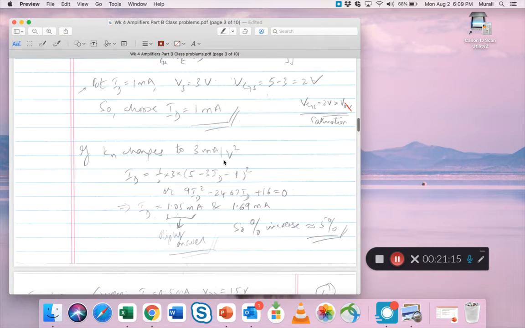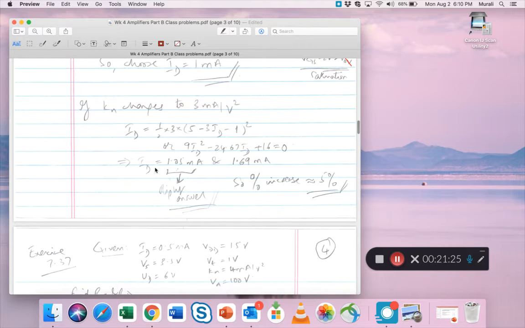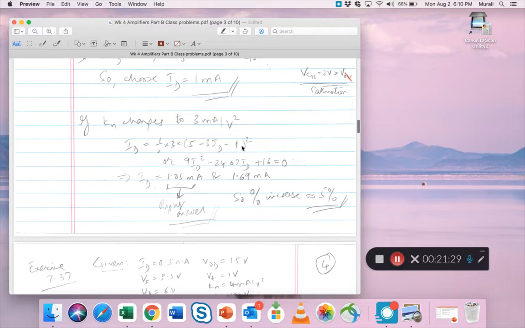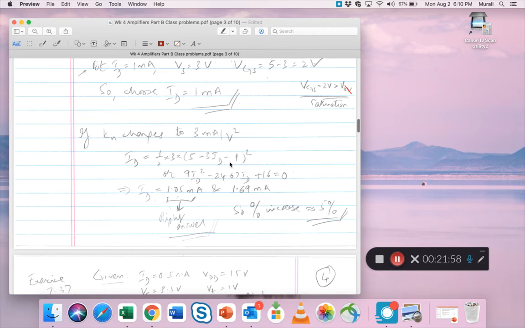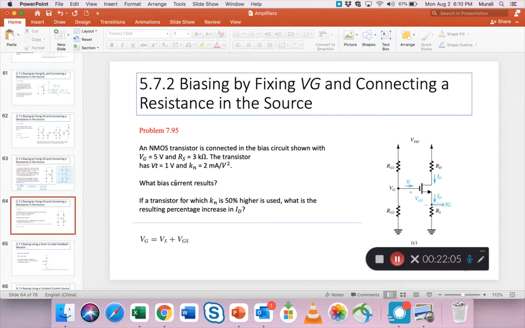Now if Kn changes to 3 milliamps, which is here we had 2, so that's also a 50% increase. What happens to the current? The current, you can plug it in, it's the same equation. Now instead of 2, we have 3 here. So ID has 2 values again, and the right answer is this 1.05, which means it's a 5% increase, right? Because previously we got 1 milliamps, now it's 1.05. So there was only a 5% increase in the bias current in the drain. So that's 795. I hope that was clear.